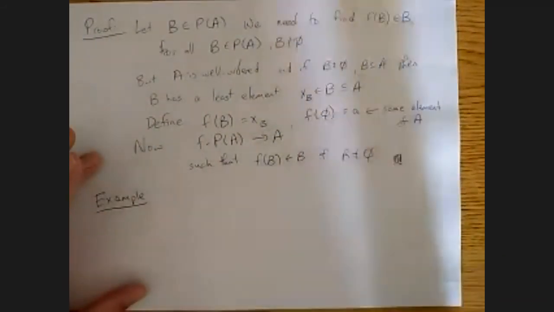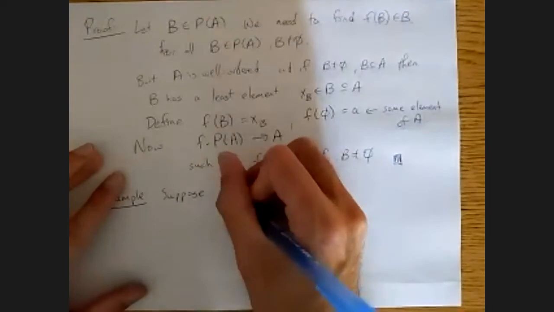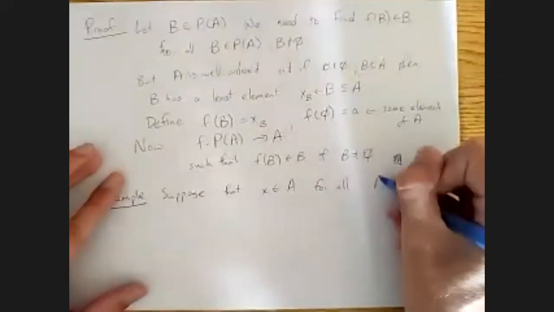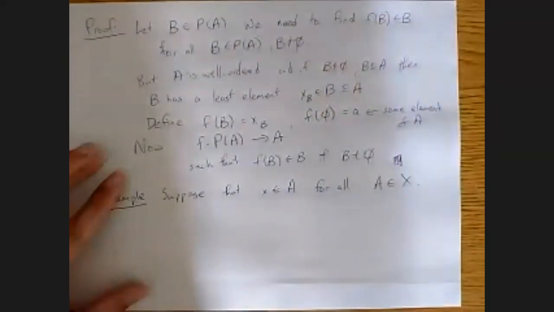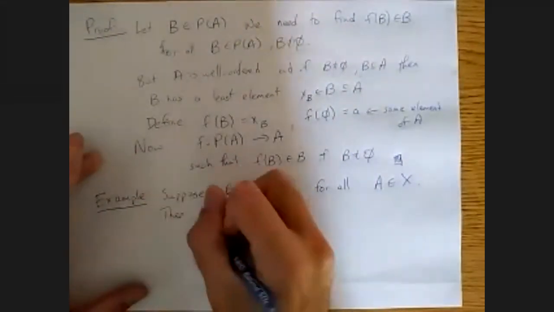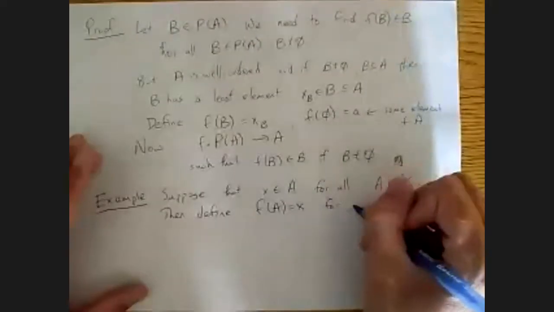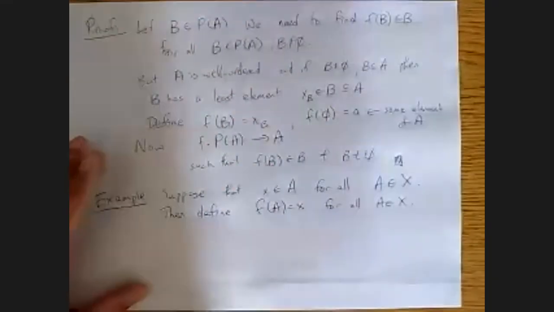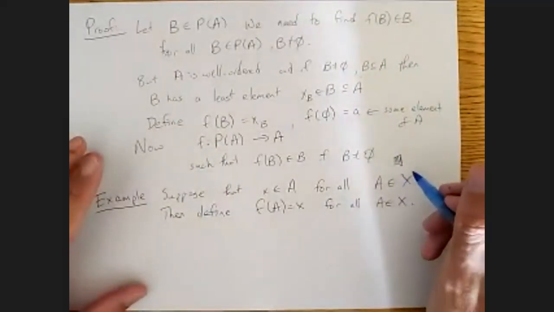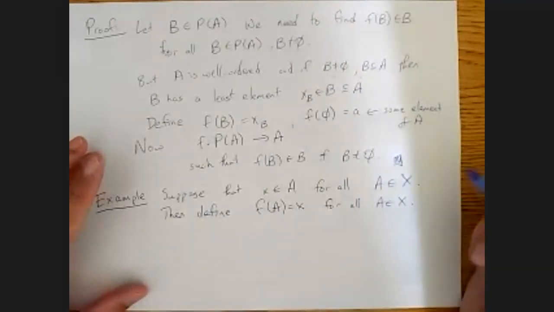Suppose all the elements have a common element, right? Suppose that x is in A for all elements A of X. Then you get a choice function for free. Then define f of A equals x for all A in X. So if there's something in the intersection of all the A's, then you get a choice function for free.